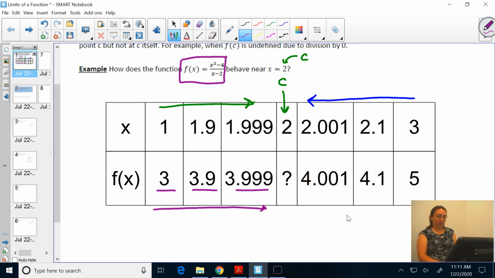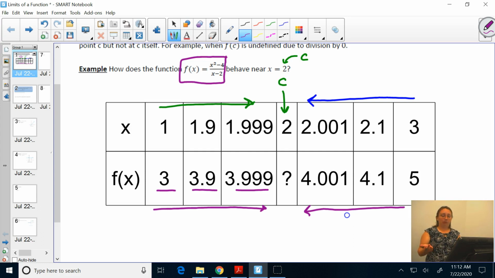Let me move my little box. So on the other side, as we follow our table from right to left towards the middle of our table where our C value, or X value, of 2 is, look at what's happening with these function values. We go from 5 to 4.1 to 4.001. As we move towards the x value of 2, what is our function value approaching? Or is it approaching anything?